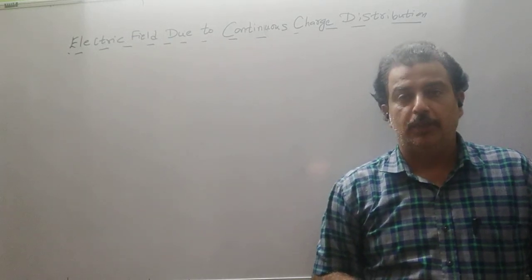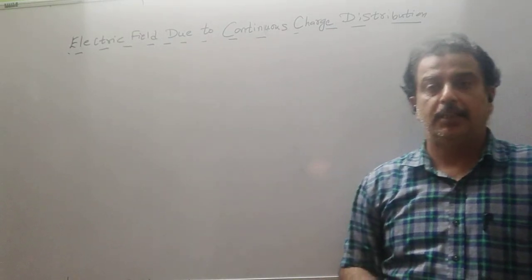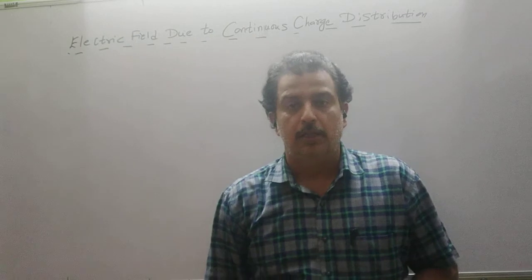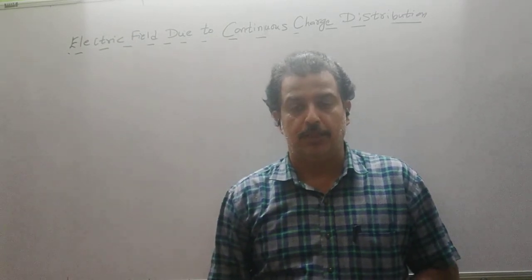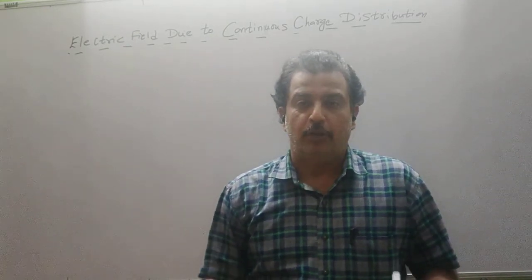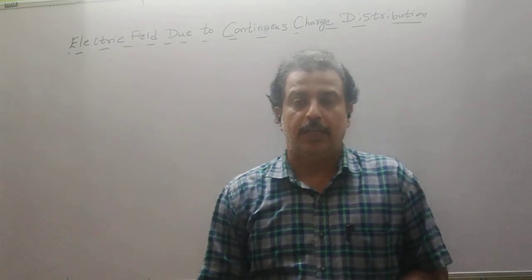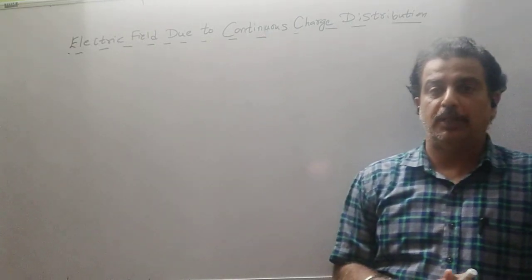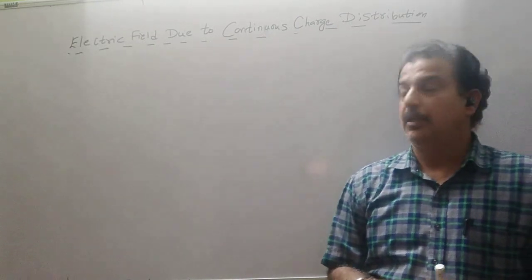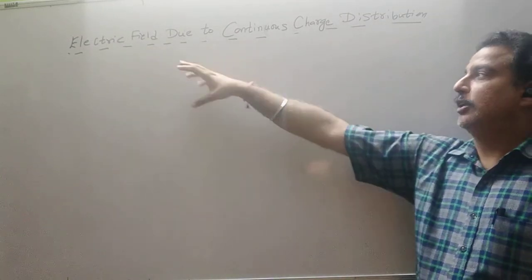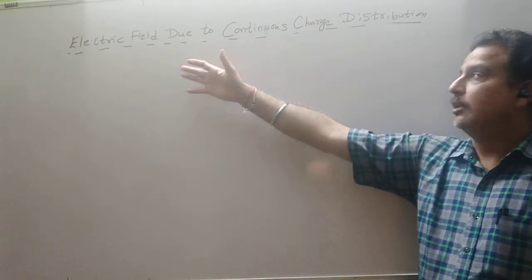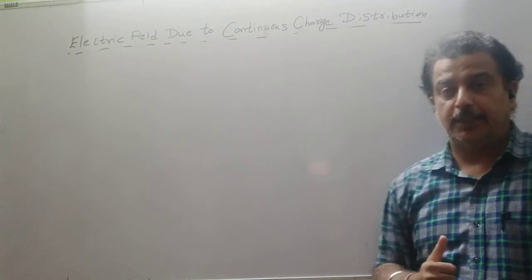We have found the electric field intensity using the Coulomb's law for a discrete charge distribution. So we have found electric field for a point charge, electric field due to system of charges by using the superposition principle. Now how to find out the electric field intensity due to continuous charge distribution?